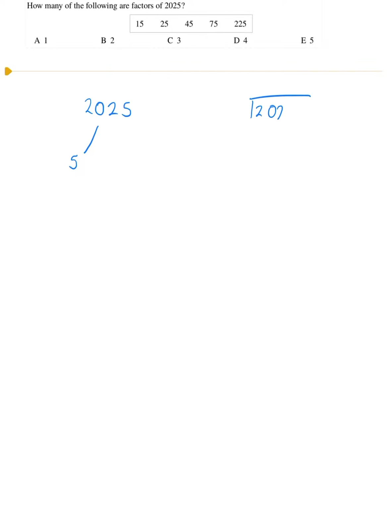So 2025, here we are. 5 does not go into 2, carry the 2. 5 goes into 20, 4 times. 5 does not go into 2 again, so we're going to put a 0 there this time. Carry a 2. So 5 goes into 2025 405 times. So it's 5 times by 405. 5 is prime, so we stop there.